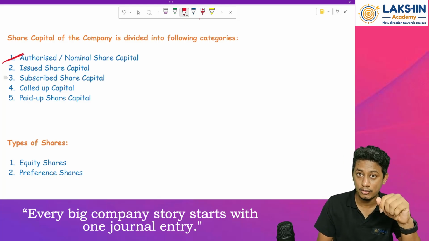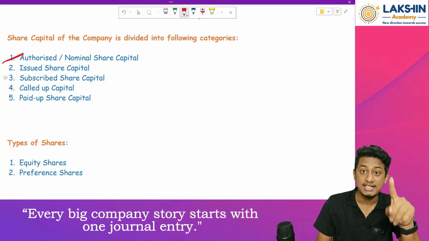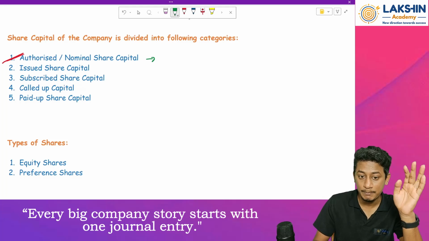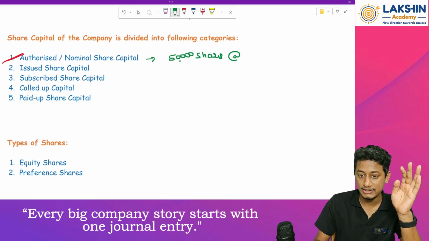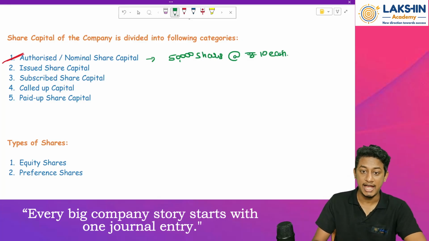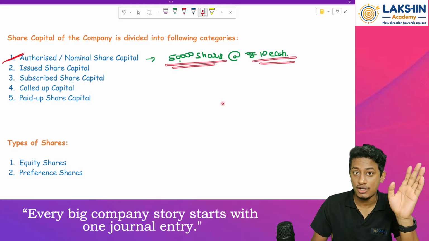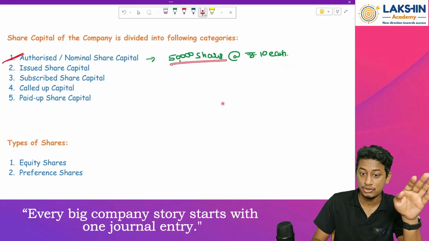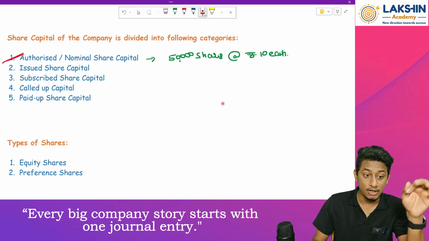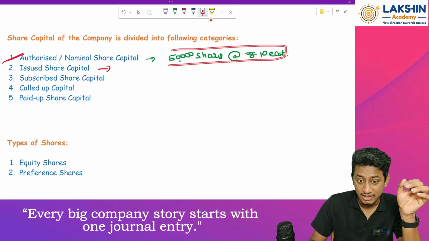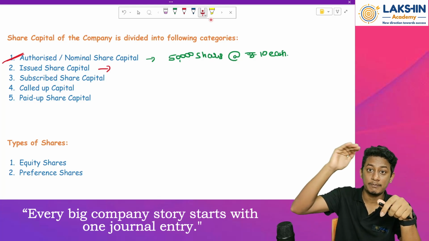You have learned MOA and AOA. In MOA, we have something called the share capital clause. For capital, we have a separate clause saying that the company can issue 50,000 shares at the rate of rupees 10 each. That means the company has the right to issue 50,000 shares at rupees 10 each without asking the shareholders. Clear? Now, what does issued capital mean? So basically this is the max limit up to which the company can issue shares.